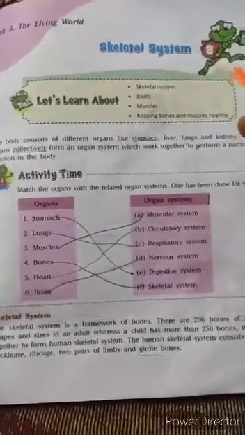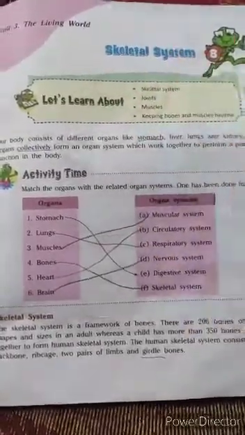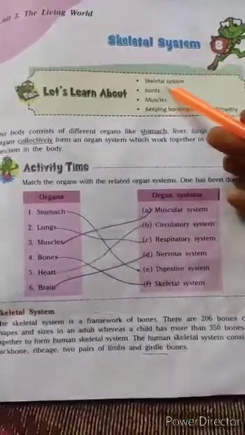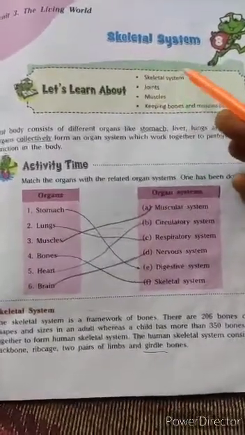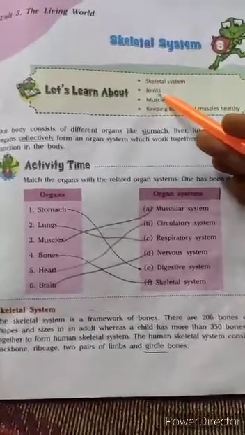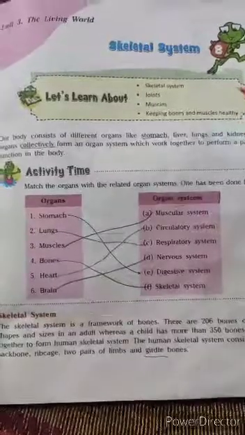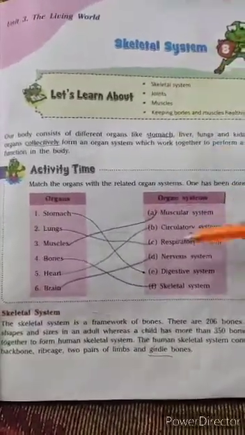So students, today we will start a new chapter in science, that is chapter 8, skeletal system. In this chapter, we will cover the following topics: the skeletal system and its meaning, then joints, muscles, and keeping bones and muscles healthy. Let's have a small introduction of this chapter.